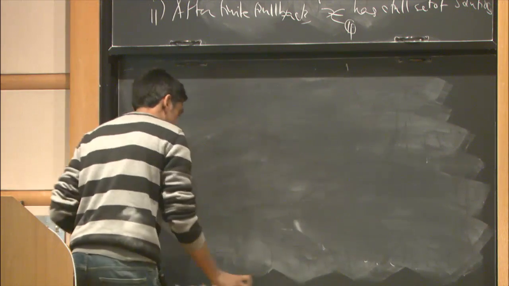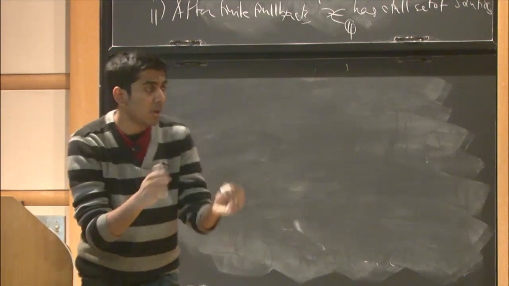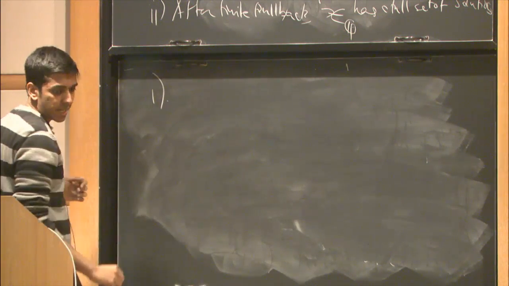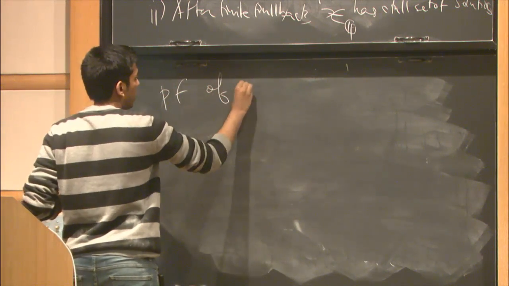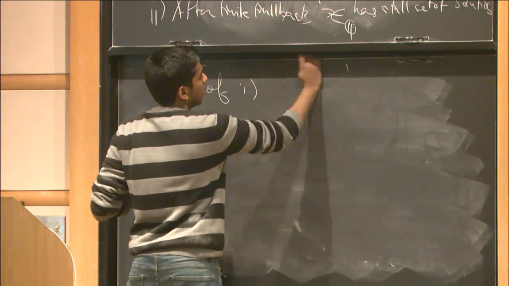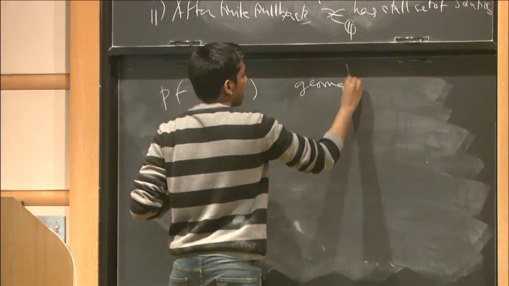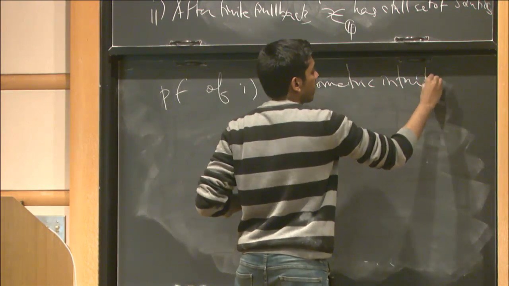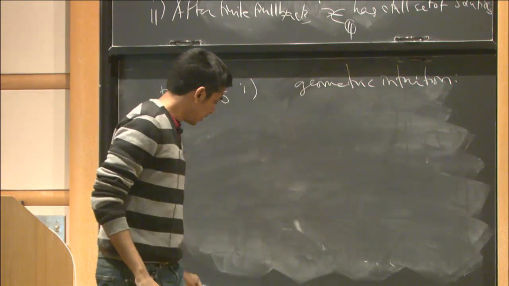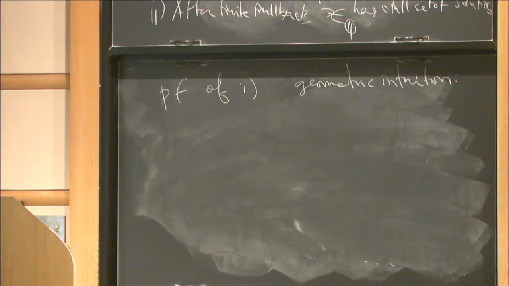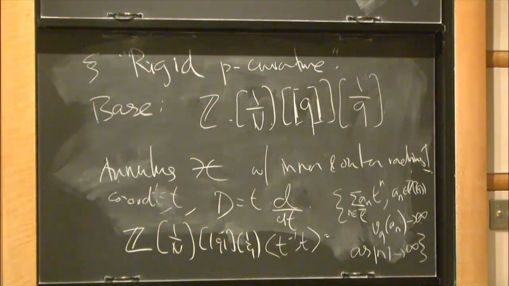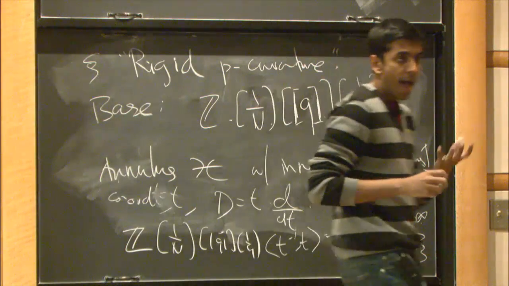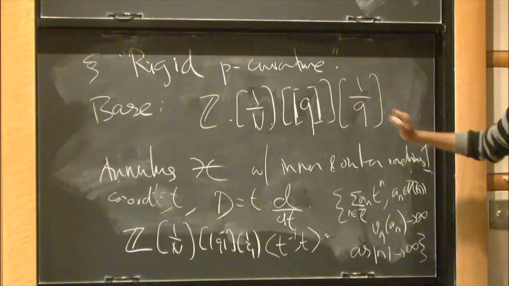I'm not going to sketch the proof of the first part. I'm just going to maybe say a few words that will hopefully convince you that it's true. So like I said, this rigid annulus over this base should be thought of as a formal version of a family of holomorphic annuli over the punctured unit disk, and the punctured unit disk because you are inverting q.